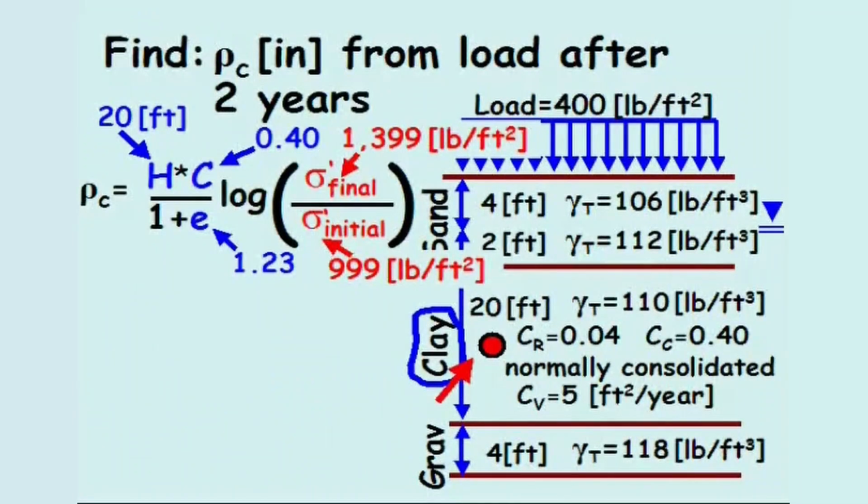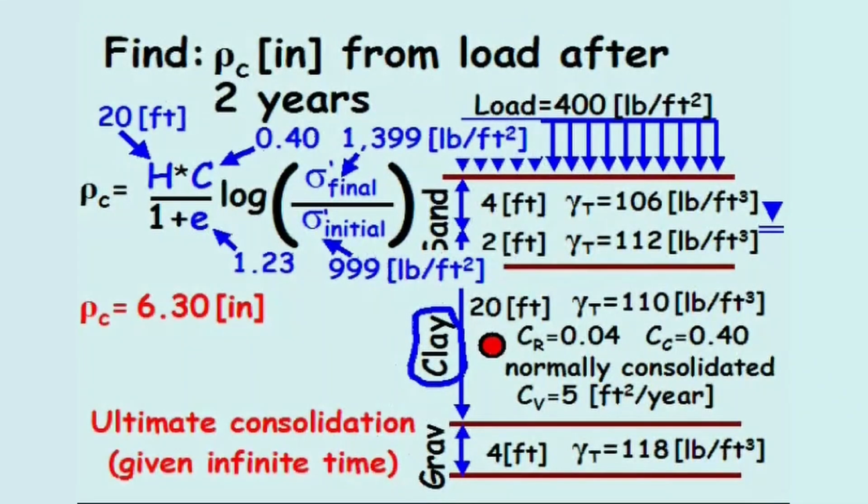We update our settlement equation to find the consolidation settlement is 6.30 inches. This is the maximum consolidation settlement which would occur if the soil had an infinite amount of time to consolidate. We'll call this the ultimate consolidation. This is the consolidation which is typically referred to in consolidation settlement problems when time is not mentioned.